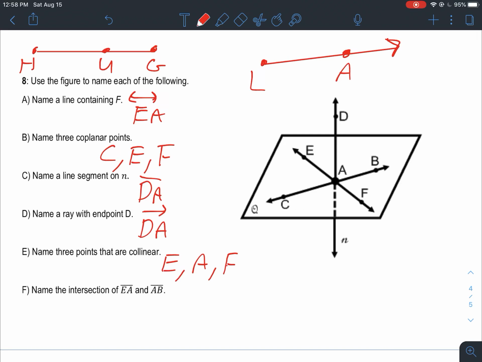Last one, name the intersection of EA and AB. So here's EA, here's AB. That's a pretty easy one. They both intersect at this point right here, point A.